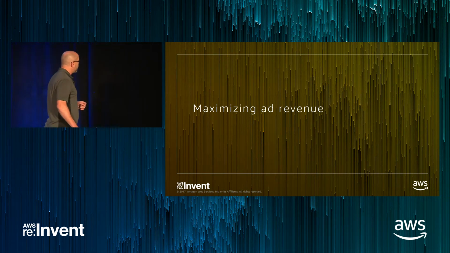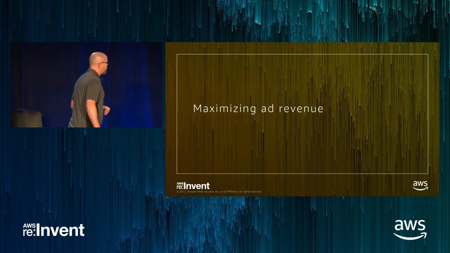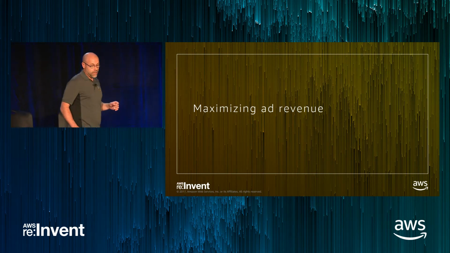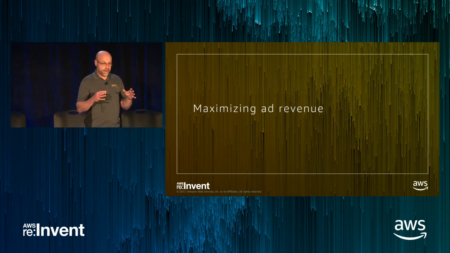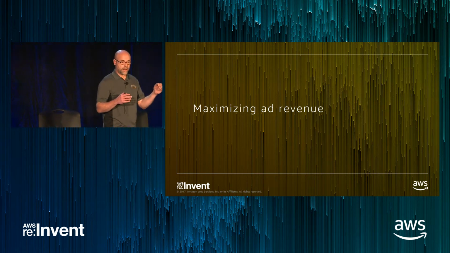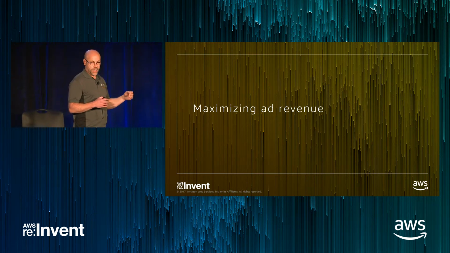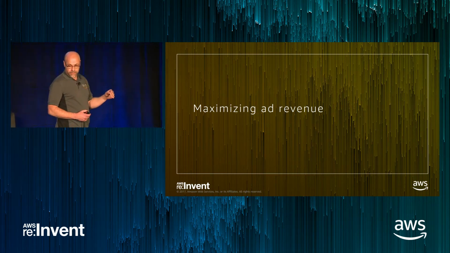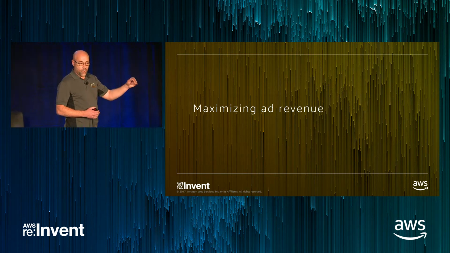So, maximizing ad revenue. This is where Prashant's going to come in. He's going to talk about the eCPM and the fill rate, and then how we can take those different providers and actually rate them based on that eCPM and that fill rate. Because remember, we talked about how we may have one ad provider without a really good fill rate but a great eCPM, or one ad provider that is really good in another country.